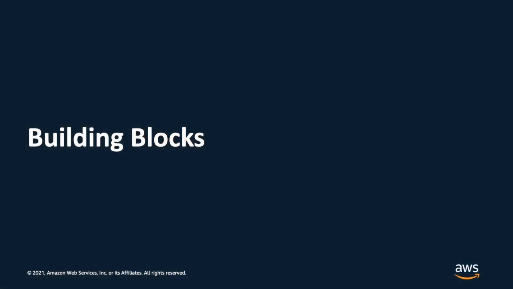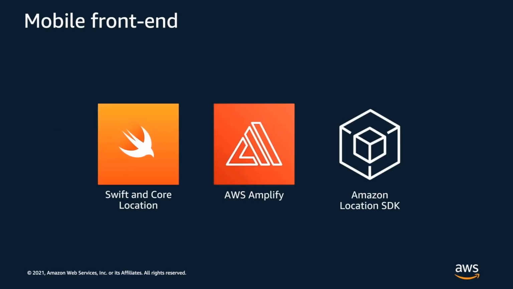Let's talk about the building blocks from a front-end perspective and then from a back-end perspective. The mobile front-end has a few components associated to it. First, we need to talk about Swift. Swift is Apple's programming language of choice to build iOS mobile applications natively using Xcode. And we're also going to use Core Location, which is Apple's location-based library. We're going to be using that to track the user's current location.